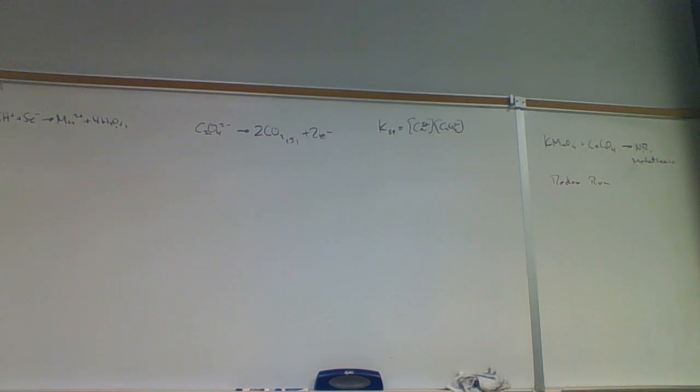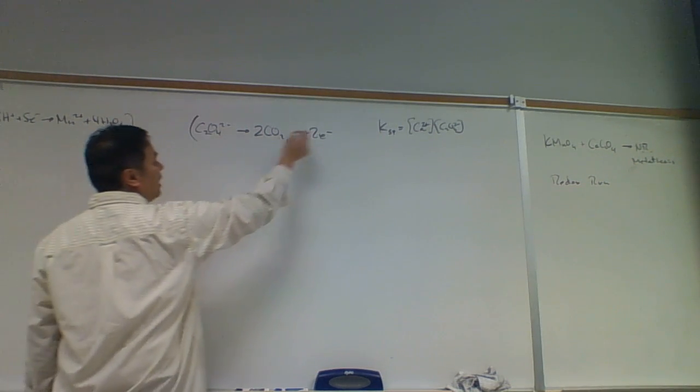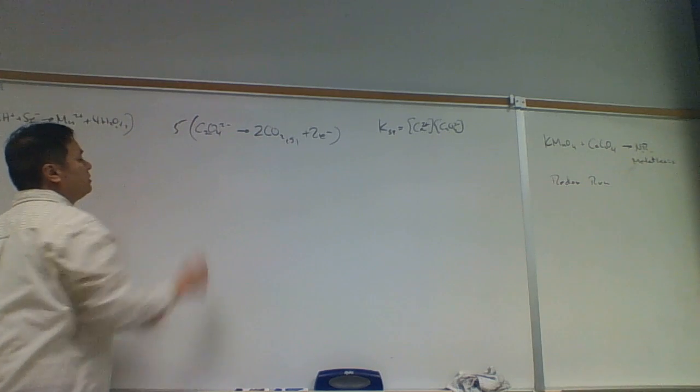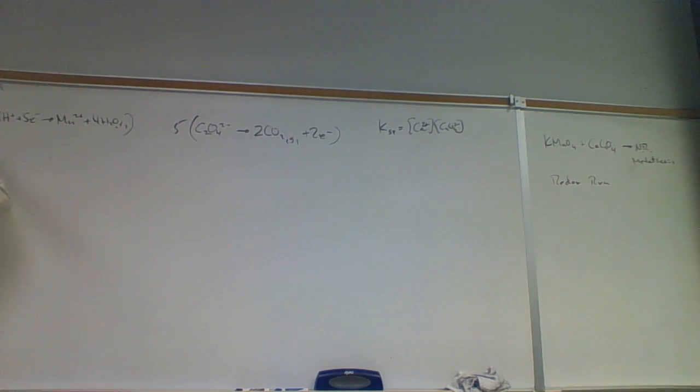And we have to multiply the equation by 5 and 2. This one will multiply by 2 here, and this one will multiply by 5 here. And so the ratio between permanganate and oxalate is going to be 5 moles of oxalate for every 2 moles of permanganate. And so this will allow us to do our mole-to-mole conversion.